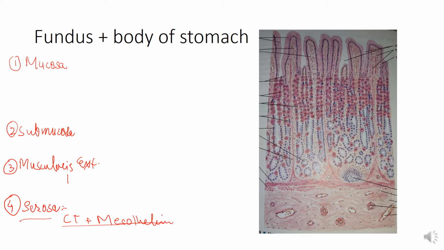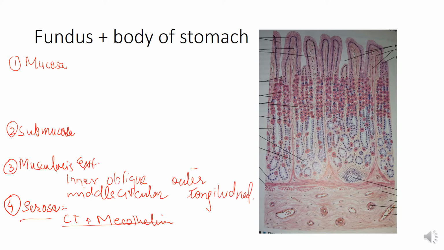Muscularis externa consists of inner oblique, middle circular, outer longitudinal. So no special feature in this region. Submucosa consists of connective tissue, the blood vessels, nerve plexus, lymphatics.